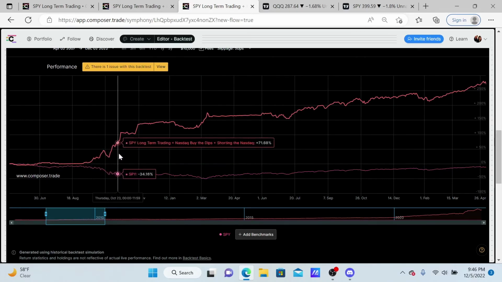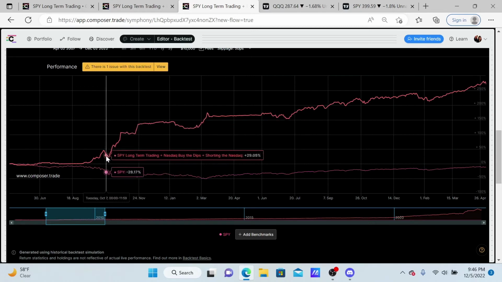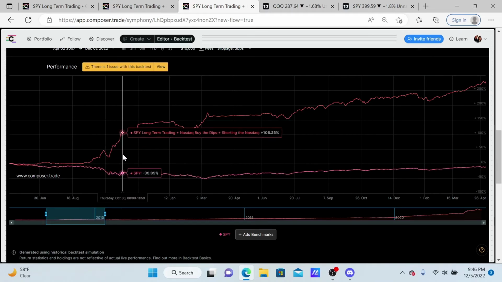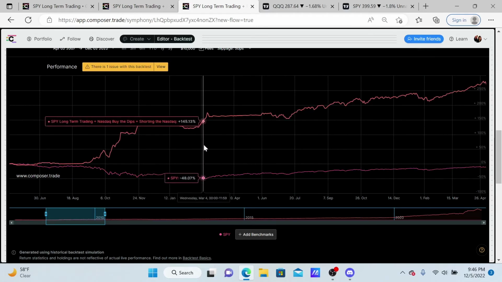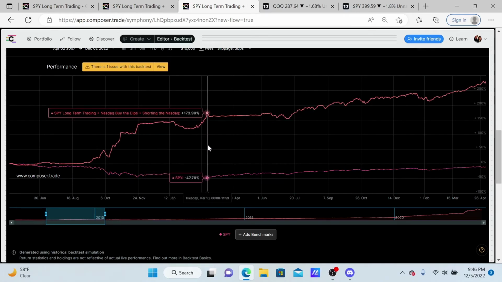So the strategy trends higher. It's doing the dip buys and it's shorting the market when the market is not in an oversold position. So by the time the market bottomed, the strategy was positive. Where is it at? About right here. Strategy was positive over 100%, while the S&P 500 was negative 50.